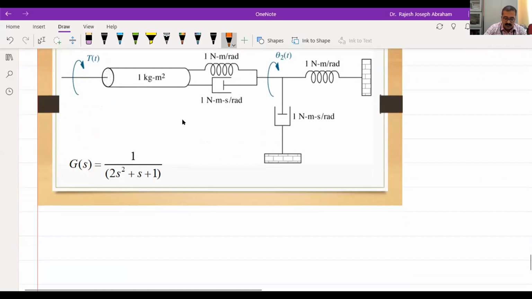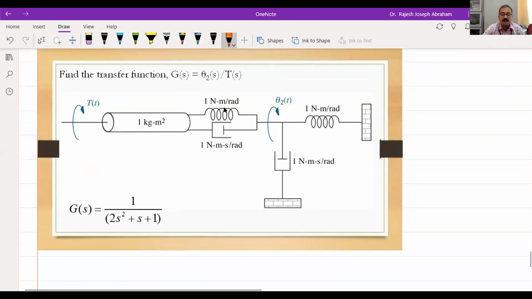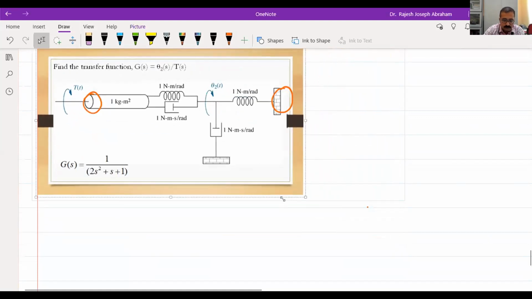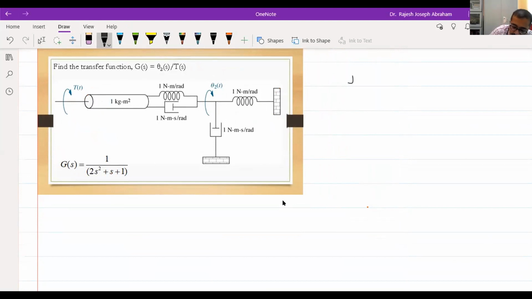So here you are given a rotational system like this, right? We have to find the transfer function theta 2 of s by T of s. This is the input variable. This is the output variable. Okay. So how will you find? What will be the equation here? So for inertia J1, what will be the equation? Straight away, can you tell me in Laplace domain what will you get?